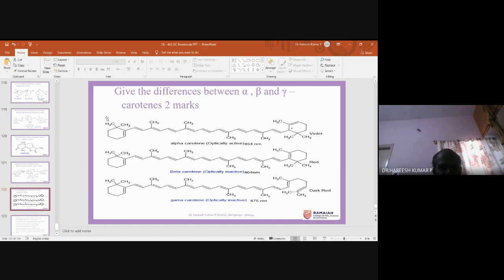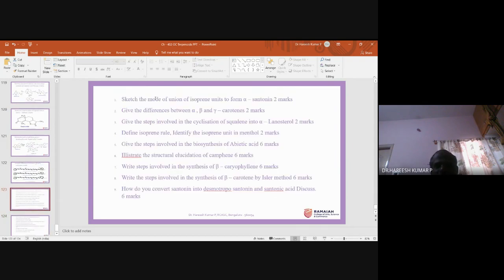So with this, I will take up a few more questions. Sketch the mode of union of isoprene units in alpha santonin. This question I have discussed. Give the difference between alpha, beta, gamma carotene. This also I have discussed. Give the steps involved in the cyclization of squalene into alpha lanosterol.